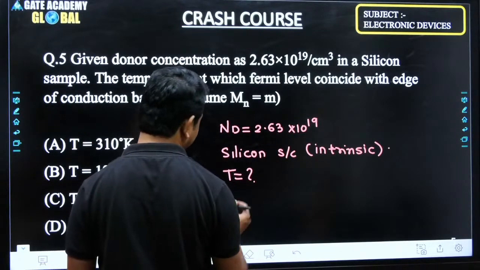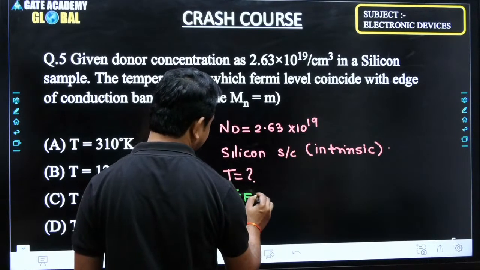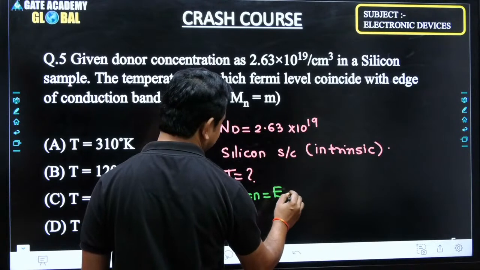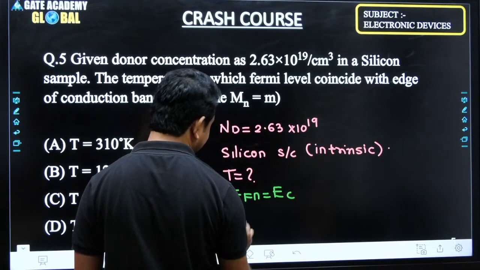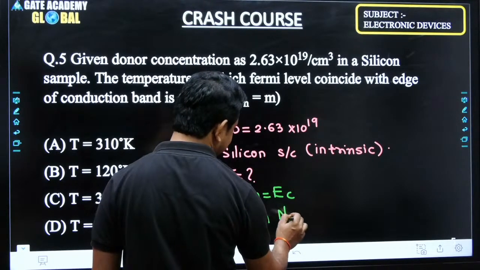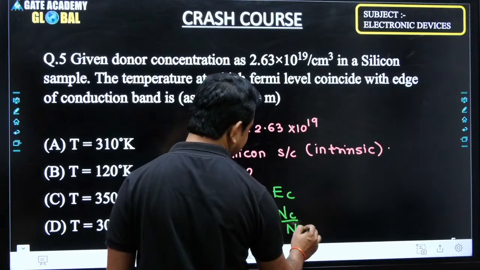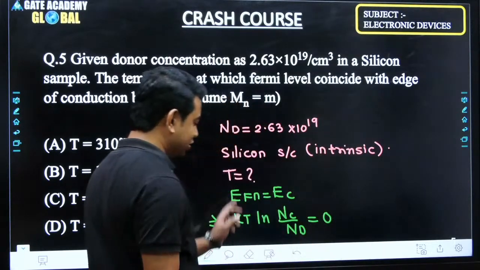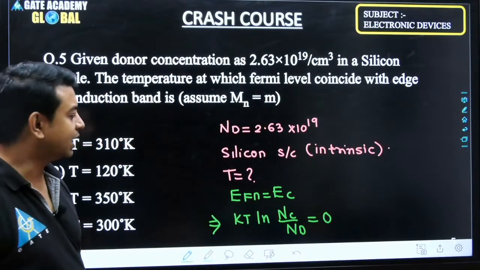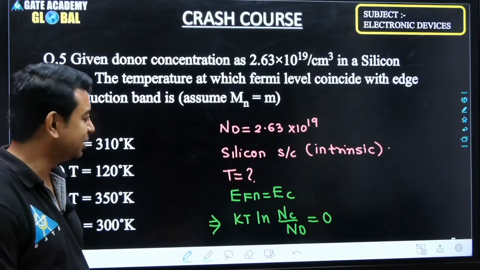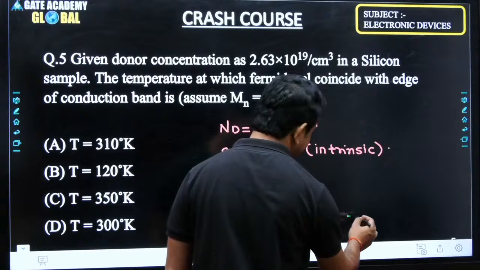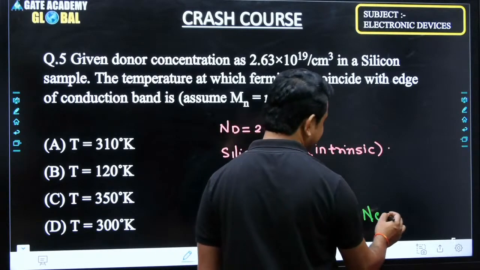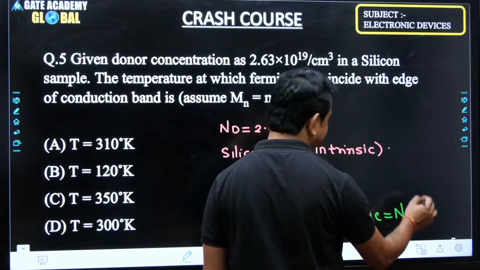So, we know that if the Fermi level is coinciding with the edge of the conduction band, then the formula that is needed here implies kT ln(Nc/Nd) should be equal to 0, then only it is possible. Fn is equal to Ec is only possible if kT ln(Nc/Nd) is equal to 0, which implies that Nc should be equal to Nd.